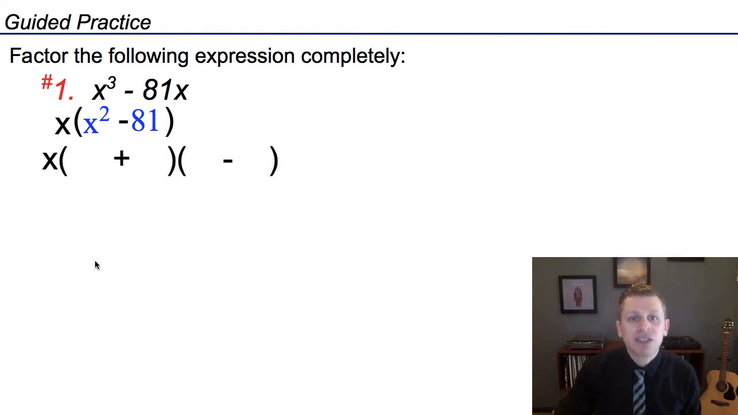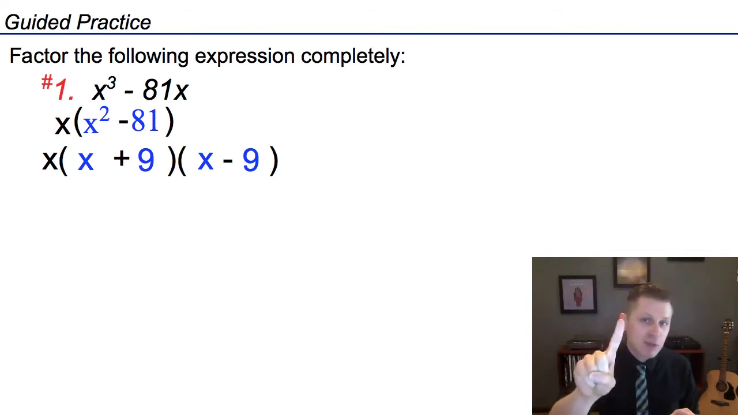That part of the expression just comes along for the ride, and I factor this by the difference of two squares, which always factors to a binomial product with a plus and a minus. I take the square root of x squared, which is x, take the square root of 81, which is 9, and we're finished. I factored this completely. I factored it twice. First time with GCF, second time with dots. It cannot be factored anymore.